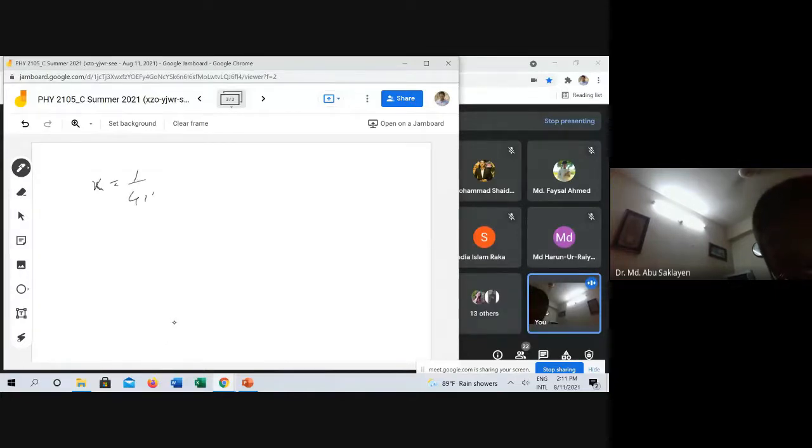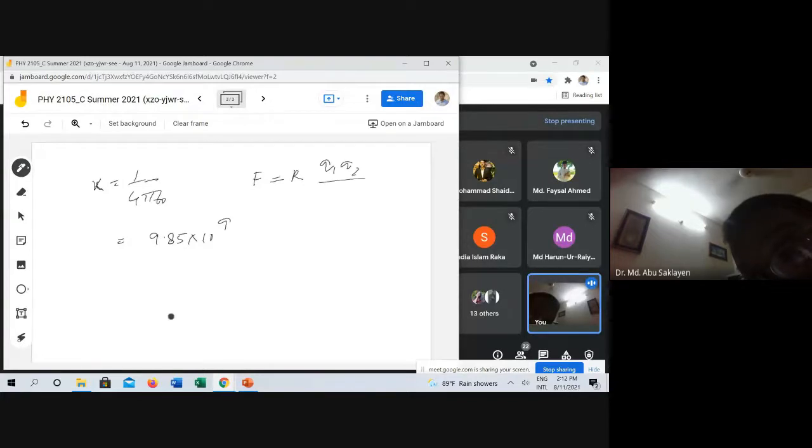Then the proportionality constant k equals 1 by 4 pi epsilon naught, and its magnitude is 9.85 into 10 to the power 9. What will be its unit? Do you know its unit? You can get it from here. F on the left side, and on the right side k Q1 Q2 divided by r square.